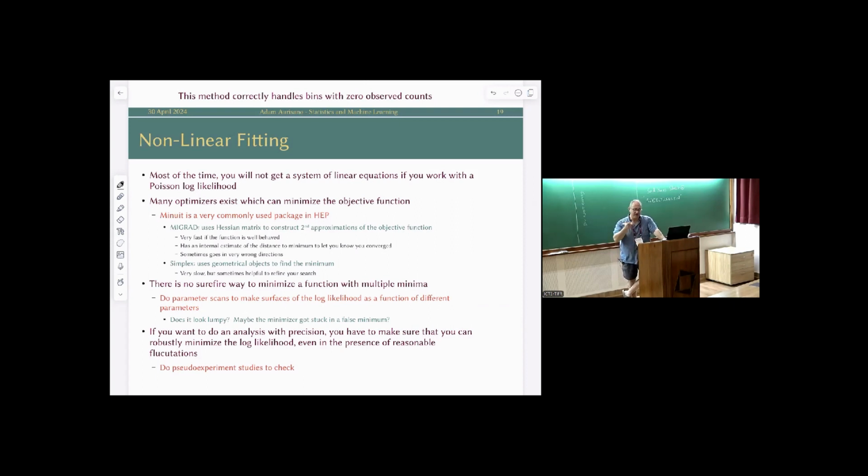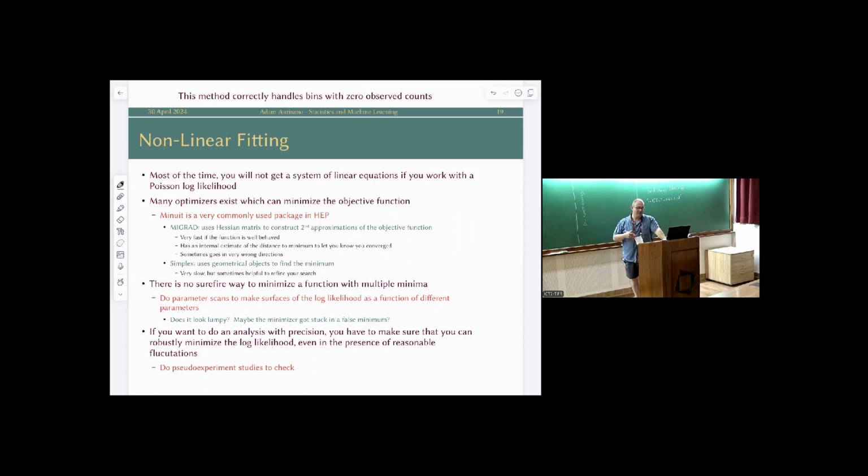There's no surefire way to minimize a function with multiple minima, and it very often happens, especially when you're in low statistics, that there are many minima. You should always do a parameter scan whenever you're trying to figure out if your fit makes sense, right? So if you plot your different parameters and evaluate your objective function on a grid and look at it and ask, does it look lumpy? If it looks lumpy, there's a good chance your minimizer is getting stuck in one of the lumps and not in the place that you actually want it to be. And that's something you want to be able to check.